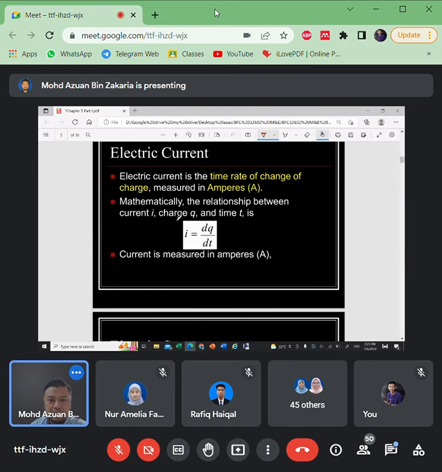Electric current is measured as dq over dt. This is similar to the previous definition. So current, or in Malay we call it arus, is how much charge flows in 1 second, dq over dt.